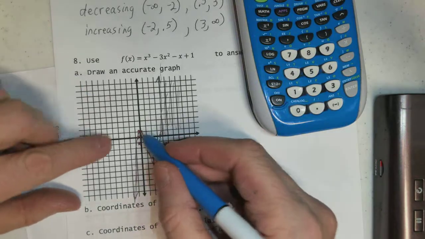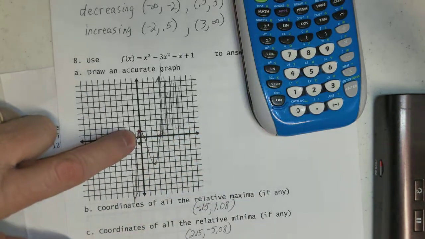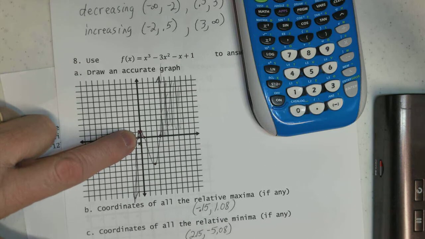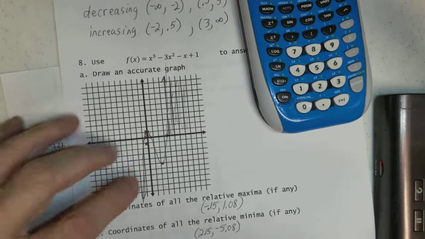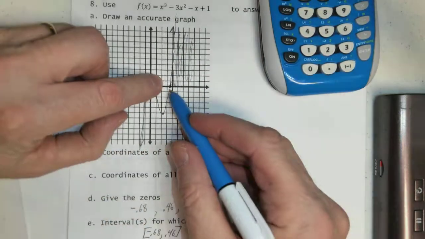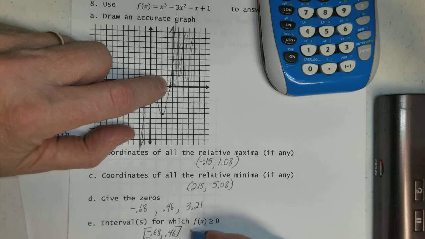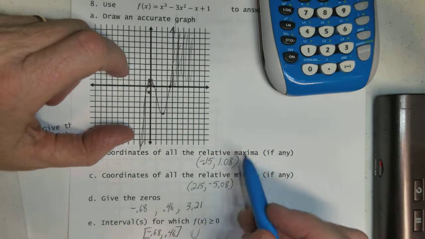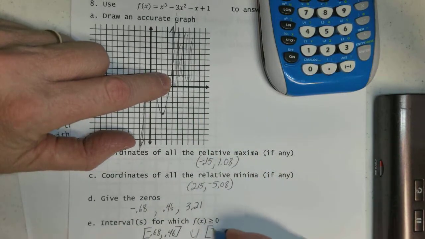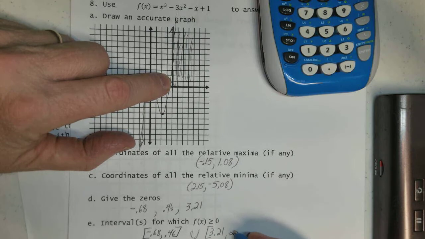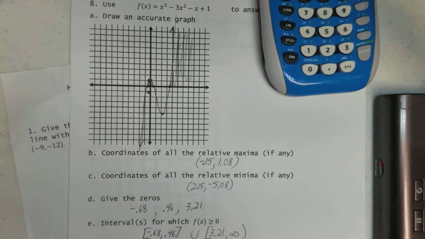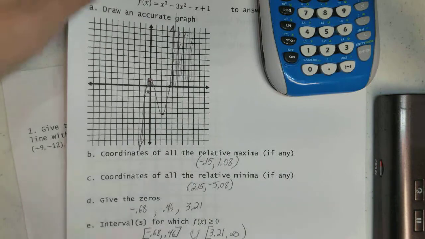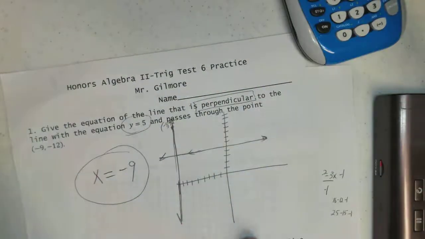So I would say from this zero to this zero, greater than or equal to. So let's include those values. Negative 0.68 to 0.46. Can you see that? And then after this one, what's our zero? 3.21. From 3.21 and forever to the right, it's always above the x-axis, which means f of x is always greater than or equal to 0. Okay.